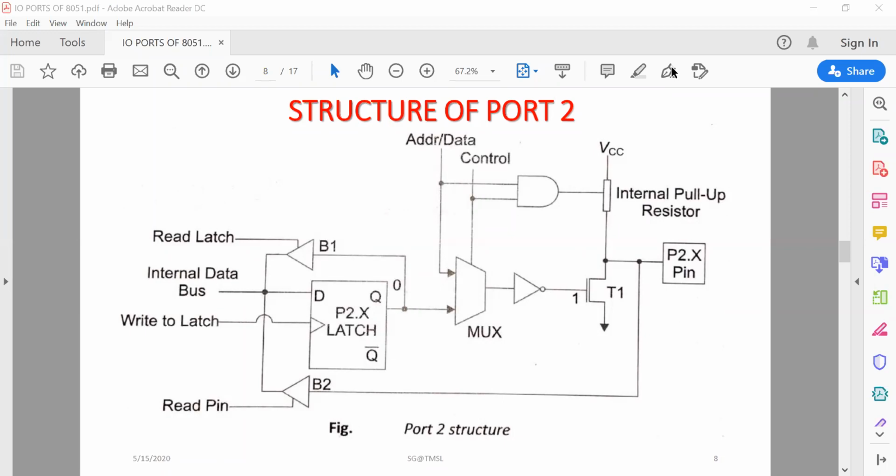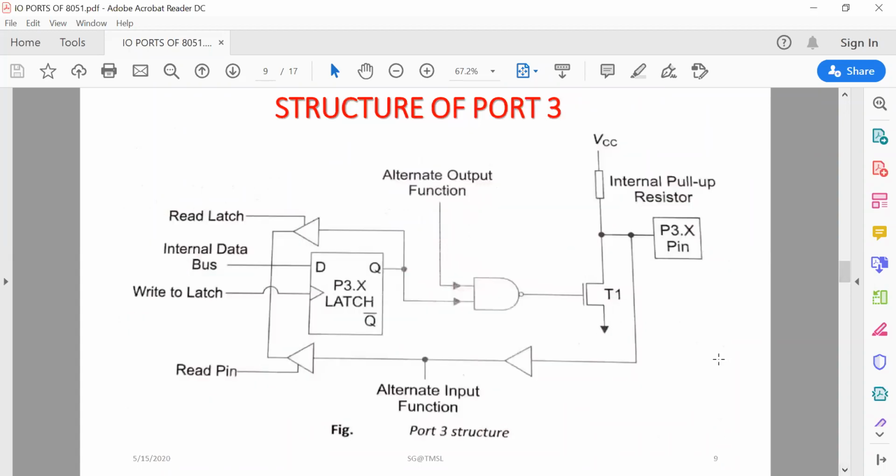Okay, so I'll proceed to the next part. After port 2 we have port 3, the last I/O port for discussion. Port 3 can also be used as an input output port, similar to port 1, and the alternate functions are controlled by various special function registers. So we will discuss the alternate functions first.